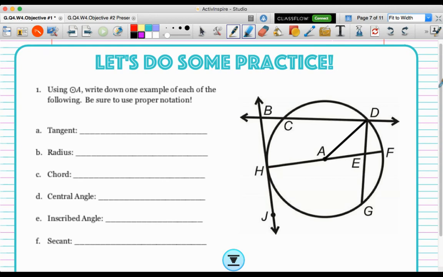So a tangent is the line that touches the circle at one point, but it never goes inside the circle. So BH, I'm going to call my tangent line, right? If I had said BJ or HJ or HB, that would have been fine as well. H is the point of tangency. I think I'm going to write that. Is the point of tangency.